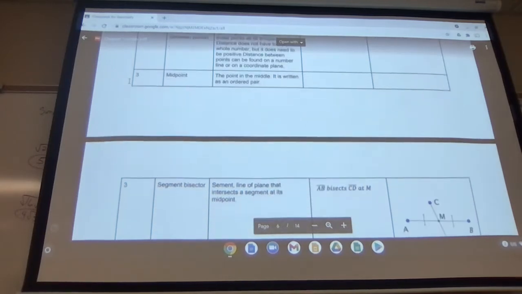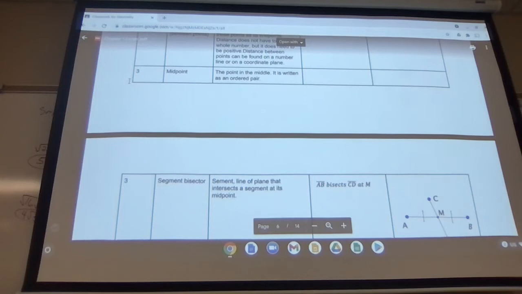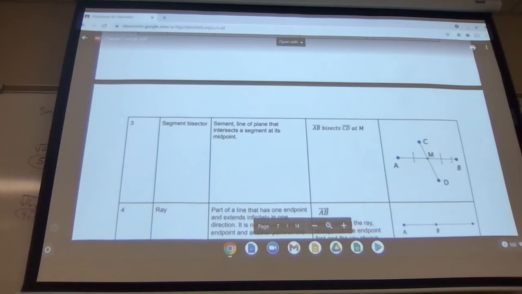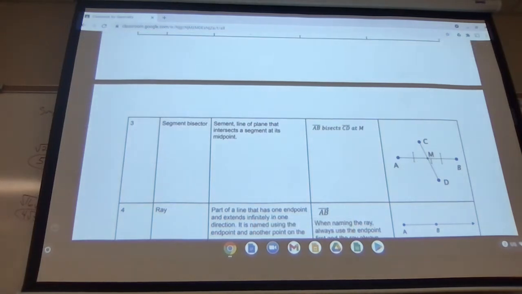Now, the next definition is a midpoint. The midpoint is going to be in the middle of a segment. And it's going to be written as an ordered pair. So if you come down here to this picture, we've got a picture of a segment. And you got these little tally marks to show that they're congruent to each other. That means M is going to be right in the middle of the segment. That makes M your midpoint. So when you hear the word midpoint, you're going to think of right in the middle, point in the middle. Point right in the middle of your segment.